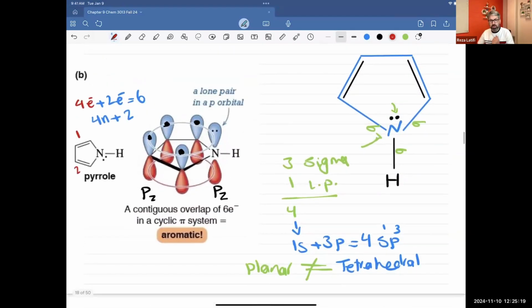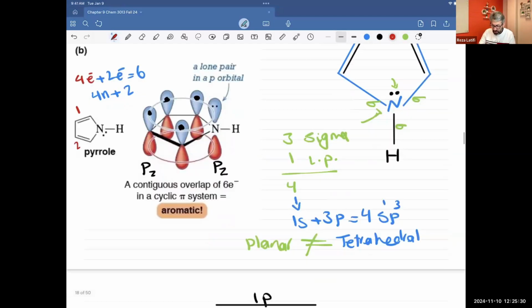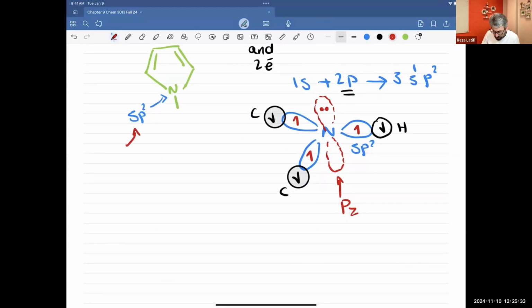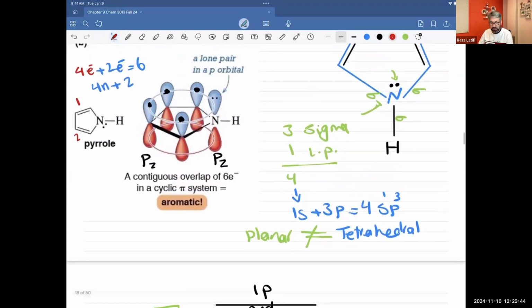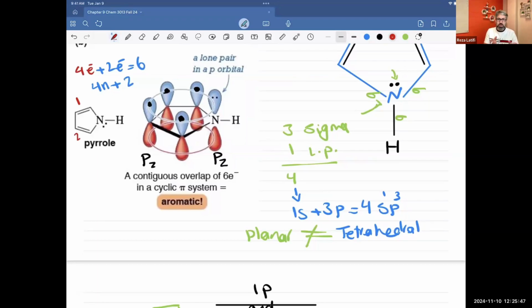Why is it changing hybridization? If the hybridization is sp3, then your system will not be planar. In order to be planar, we need sp2 hybridization. And if you adopt sp2 hybridization, you will have a p orbital with 2 electrons. Those 2 electrons can now be used, and we add them to the 4 to get 6 electrons, and it will be aromatic in that case.